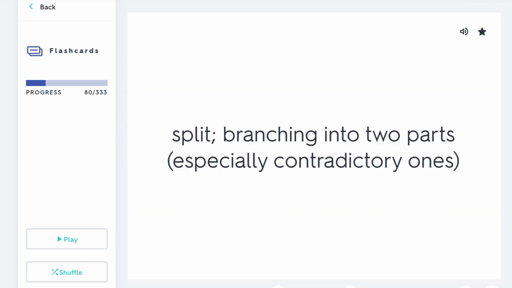Dichotomy. A split, a branching into two parts, especially contradictory ones. Well, this situation is a bit of a dichotomy. What do you want me to do? This or that? I can't do both. He wanted to reject the dichotomy of left wing versus right wing. Why does it have to be like that? Can't there be a new solution? Dichotomy.